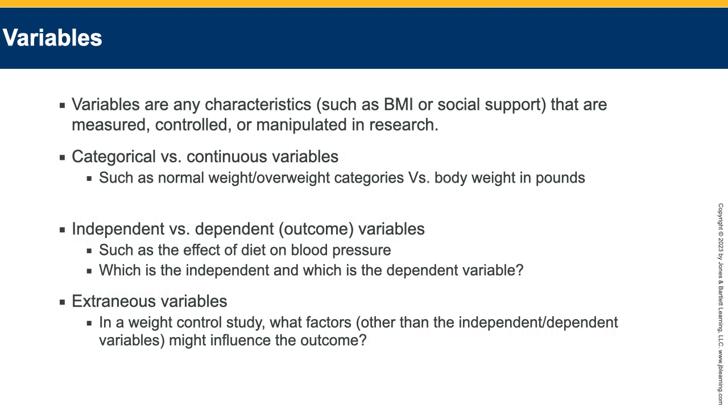Variables are characteristics such as BMI or social support. They're measured, controlled, and manipulated in research. These variables, again, are examined, described, and interpreted, and they vary from study to study and subject to subject.